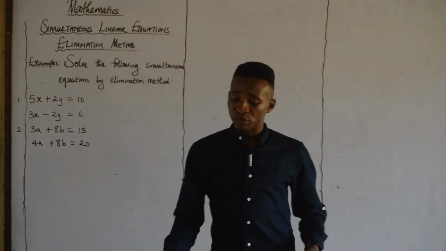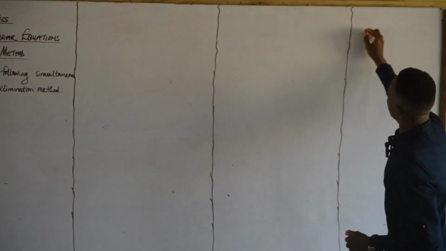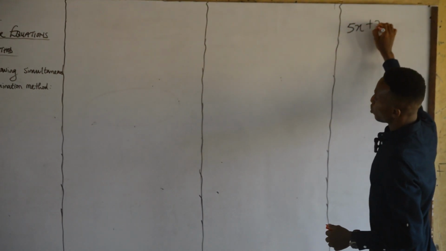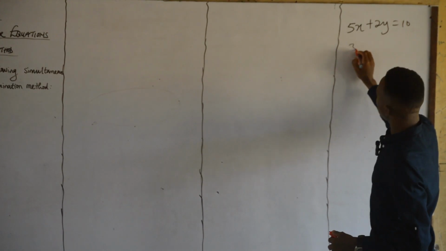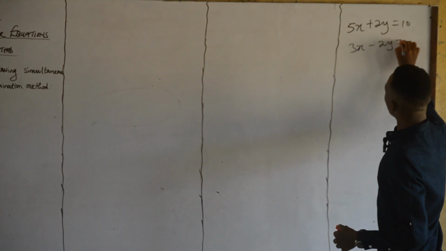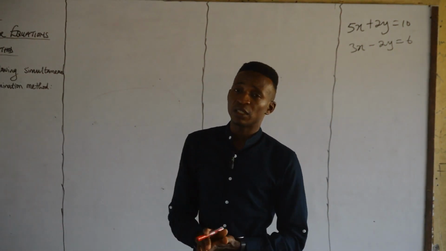So let me go to my rough book. I will solve it in my rough book, then later we transfer it. The first equation there is 5x plus 2y equals to 10, while the second equation there is 3x minus 2y equals to 6. Now we are starting on a fresh page.